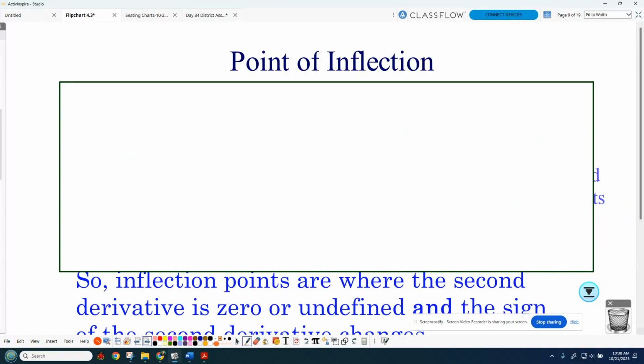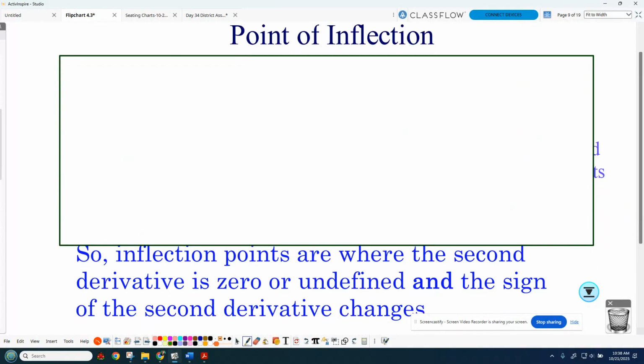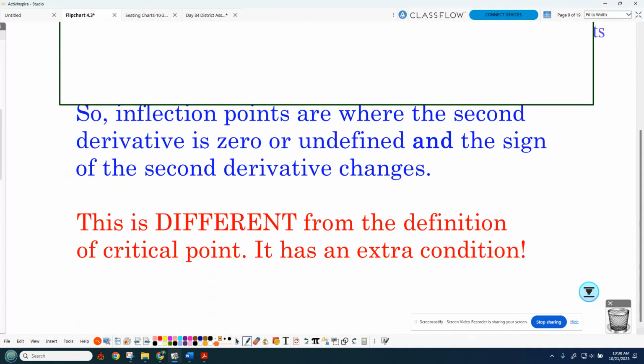Okay, point of inflection. Sounds a lot like a critical point. I don't want to give a definition that's above it because I feel like it's wrong, even though your textbook says so. Inflection points are where the second derivative is 0 or undefined. And now there's a kicker. And it needs to change sign. If you guys haven't written anything yet today, write that down.